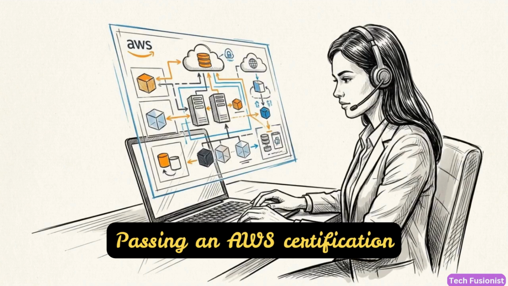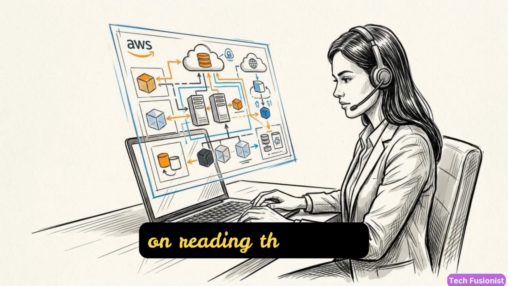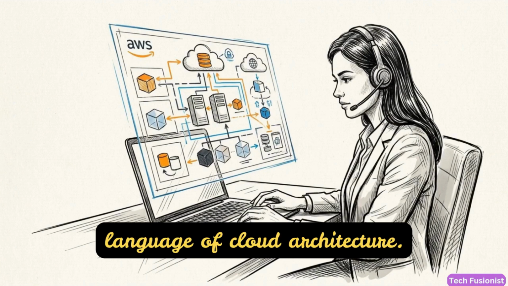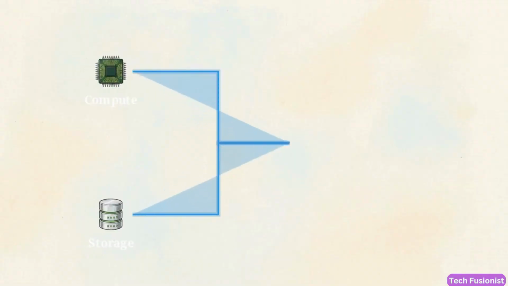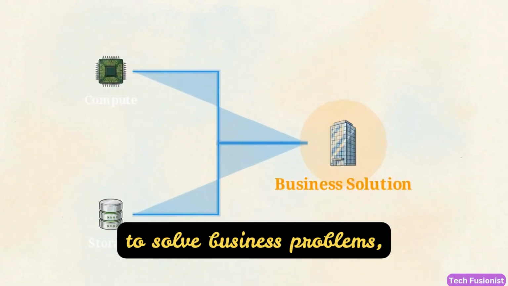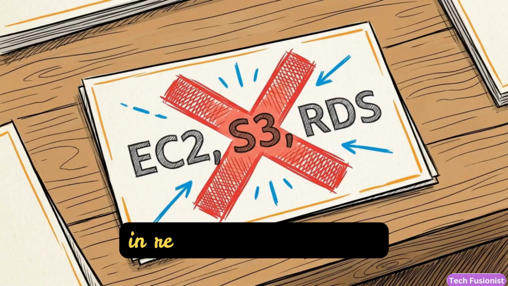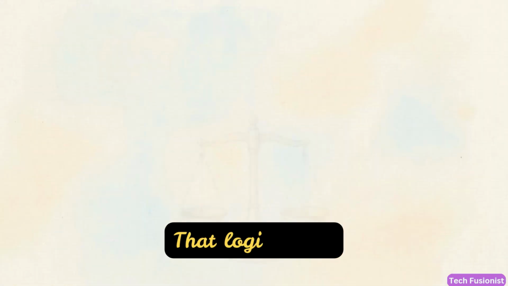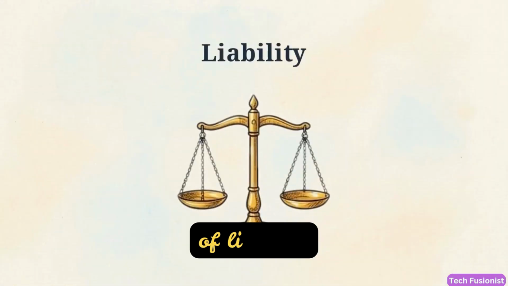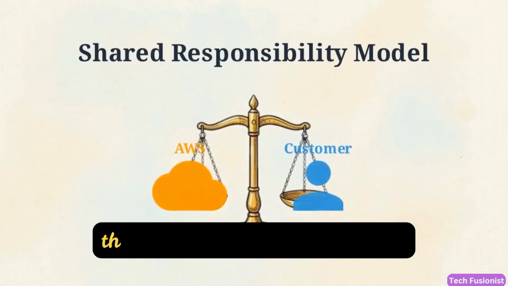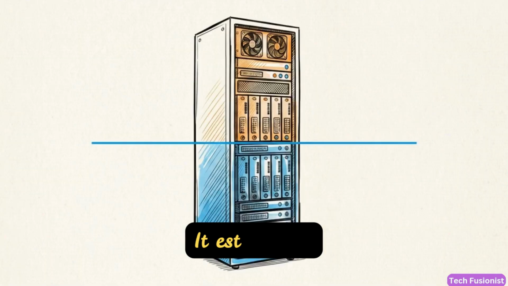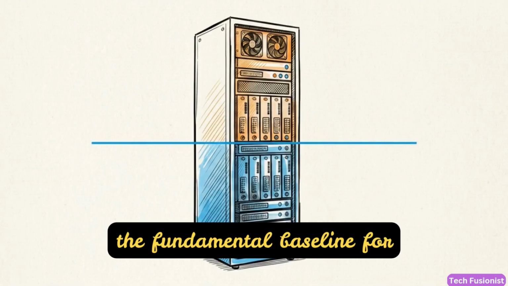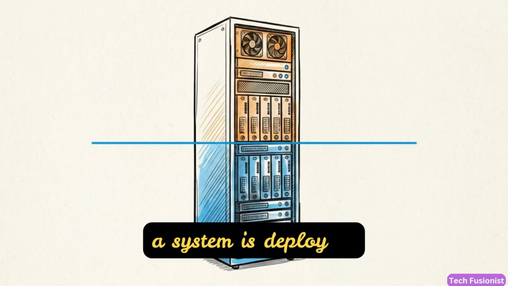Passing an AWS certification exam depends on reading the logical language of cloud architecture. It is a test of how you apply these systems to solve business problems, rather than a simple exercise in recalling service names. That logic begins with a clear understanding of liability, formally known as the shared responsibility model. It establishes the fundamental baseline for who is accountable when a system is deployed.